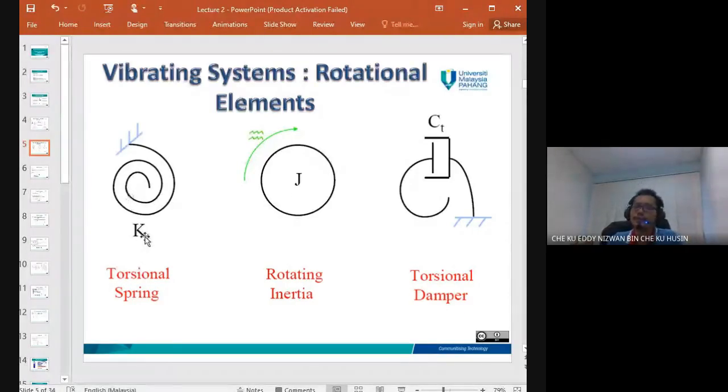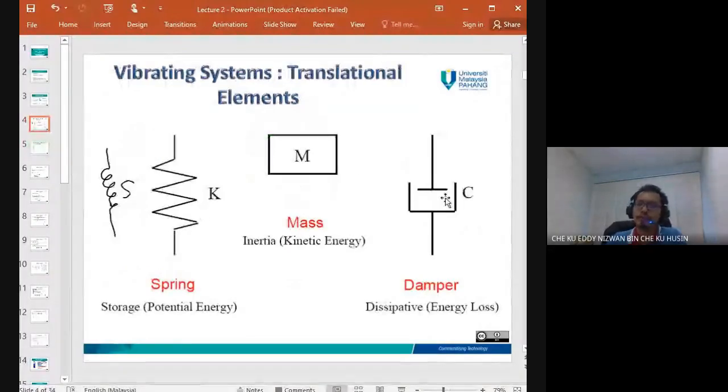The difference between rotational elements and translational ones: for translation, we develop the equation based on the force applied to the system, where the total force equals zero. We sum all the forces from the stiffness, the mass, and the damper, and it should equal zero. This is for translation.